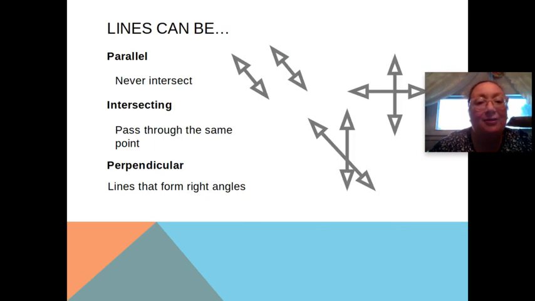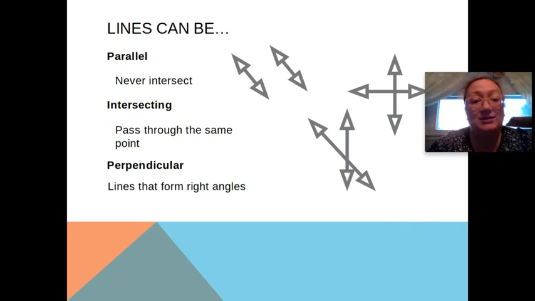Lines can be parallel. Parallel means they never intersect. Kind of like when you're walking down the street and the sidewalks, they'll never touch, okay? They are parallel. They are going to be straight in the same direction, on and on and on. They will never come together.